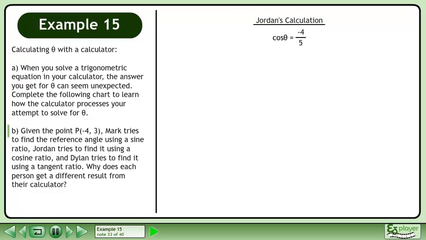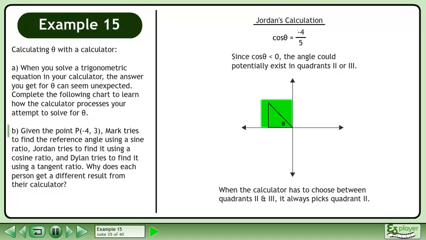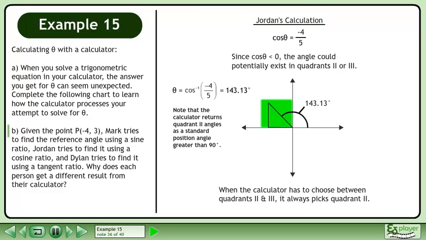Now we'll inspect Jordan's calculation. Since cos theta is less than 0, the angle could potentially exist in quadrants 2 or 3. When the calculator has to choose between quadrants 2 and 3, it always picks quadrant 2. Use the inverse cosine feature of your calculator to get theta equals 143.13 degrees. Note that the calculator returns quadrant 2 angles as a standard position angle greater than 90 degrees.